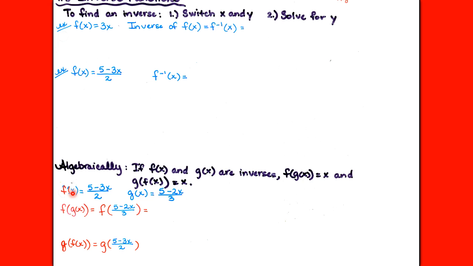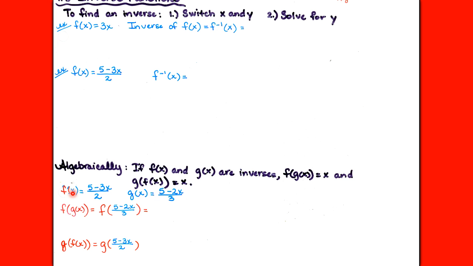Inverses are basically just things that undo each other, right? Like we've always learned that the inverse of adding 5 is subtracting 5. What undoes adding 5 is subtracting 5. What's the inverse of multiplying by 2? Dividing by 2. It's just whatever it takes to undo whatever the process is.